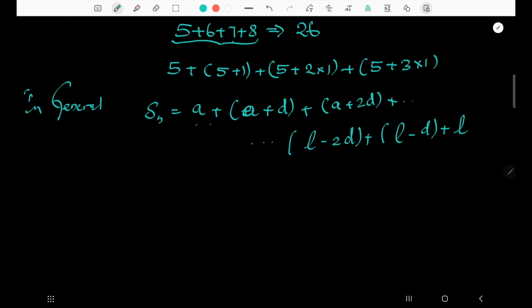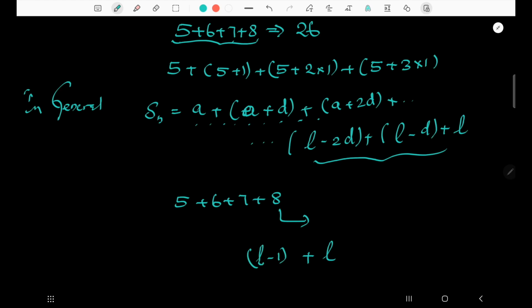This you know, right? But how did I derive this one? For example, say 5 plus 6 plus 7 plus 8. 8 is the last term. Okay, 8 is the last term. This is L. What is 7? So last term minus 1 time. What is the difference between 7 and 8? It is 1. So L minus 1.